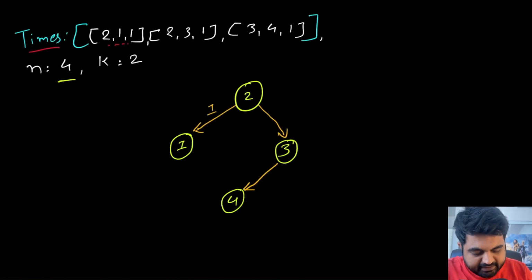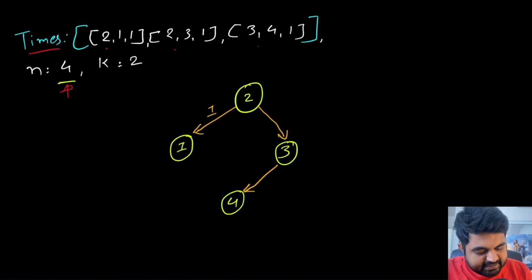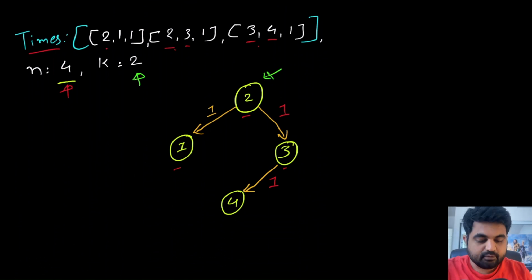Say for example, in this case, we are given an input like this. So we can see that in total, we are dealing with 4 different nodes, and we are given 3 different edges. So first edge is from node 2 to node number 1, it takes 1 time. Same way from node 2 to node number 3, it takes 1 time. And same way from node number 3 to node number 4, it takes 1 time in order for us to reach. Now we are given k is equal to 2, which means starting from k, we will have to make sure that we are able to send a signal that reaches every single node, and what time it takes to reach all the nodes in the minimum.